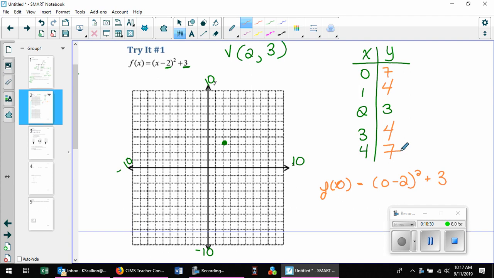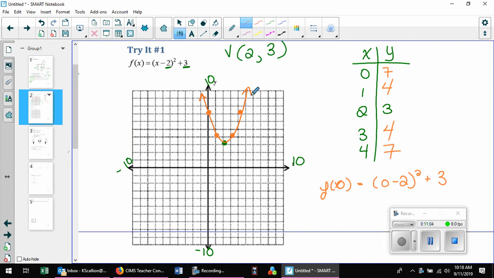All right, so let's plot those points. Okay, so 0 and 7. They're going to be connected with a smooth curve, not a V shape, but a curve. And ta-da! I've drawn my graph.